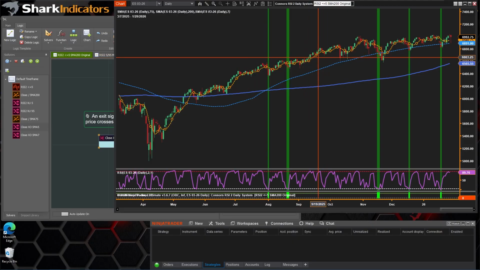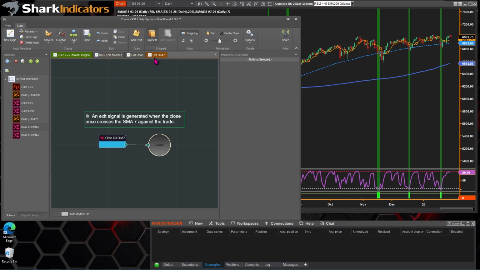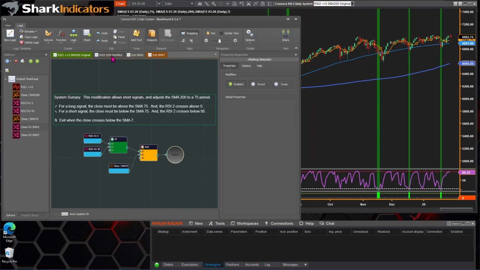If you do loosen that up a little bit, just looking at it, it seems common sense that maybe you should give the market a little breathing room. So we've also included this exit on the SMA 7. Generally speaking, we built it to go with this modified version that generates longs and shorts. So, exit on SMA 7. But of course, the beauty of Bloodhound and Blackbird is you can mix and match and modify these systems as you see fit.